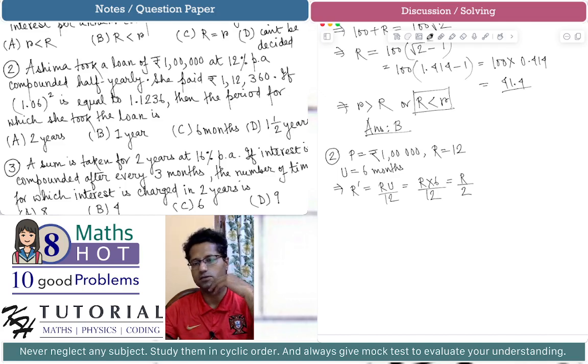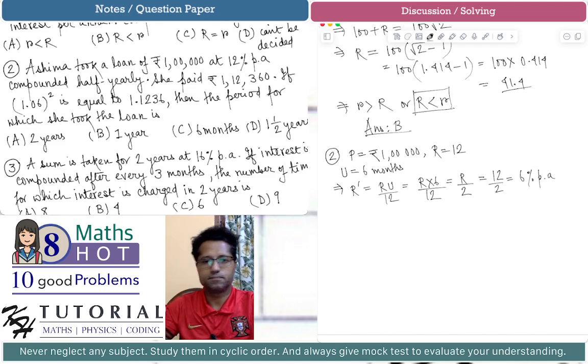You must be knowing that if the interest is compounded half yearly, then always R dash becomes R by 2. And if the interest is compounded quarterly, then the R dash will become R by 4. So we have R dash is equal to R by 2, which is 12 by 2, that is 6% per annum.